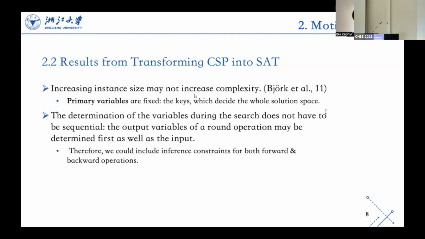First, Bjork et al. proposed a rather counterintuitive point that increasing instance size may not increase the complexity of SAT solvers. They said that the determining factor is the number of primary variables, which decide the whole solution space. In the context of fault analysis, the primary variables are the keys, which are fixed throughout the attacking process. The second observation is that the determination of variables during the search process does not have to be sequential. For example, the output variables of a round operation may be determined first, as well as the input. Therefore, by incorporating the inference constraints for both forward and backward operations, we could accelerate the SAT solvers.